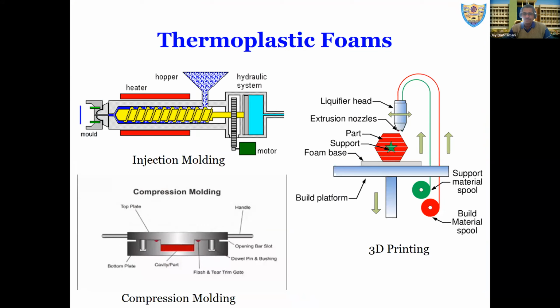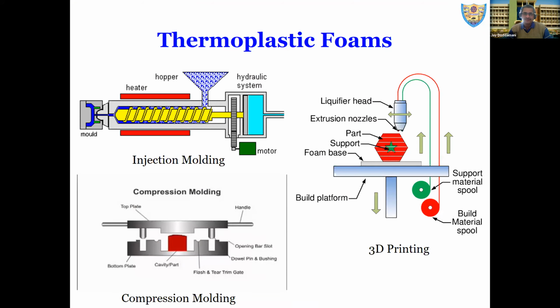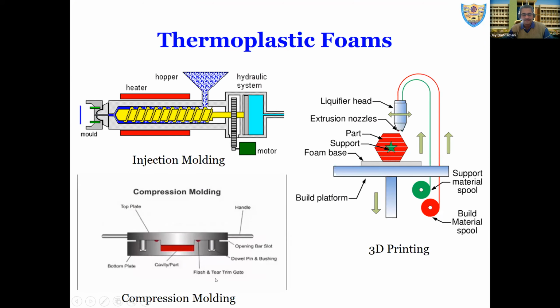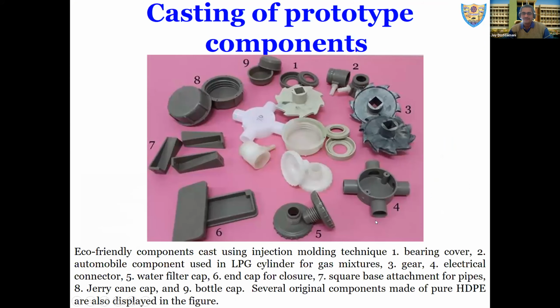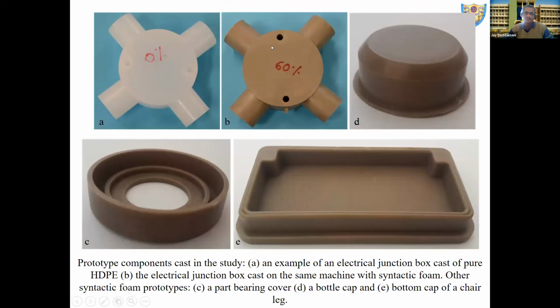So our team's focus is on thermoplastic foams fundamentally. And here in the last 7-8 years, we synthesized thermoplastic foams from different manufacturing routes, starting with injection molding to recently 3D printing. So we have developed some industrial scale components using injection molding and synthesized them typically to the level of this small electrical junction box, to the structural elements like bottom caps for chair leg applications.